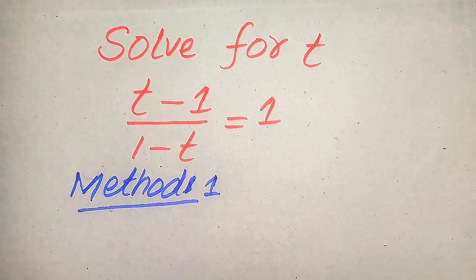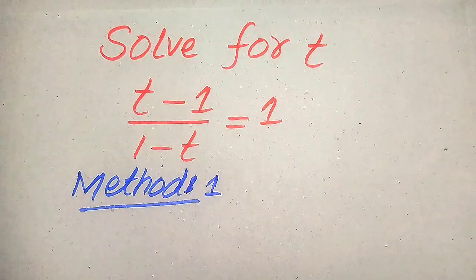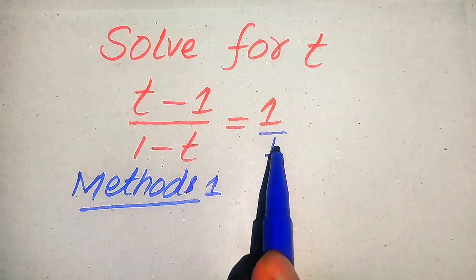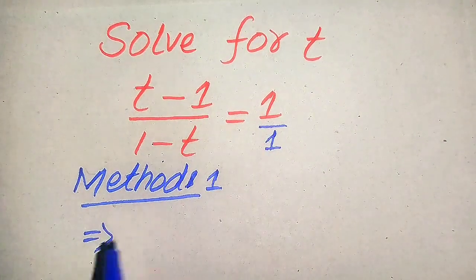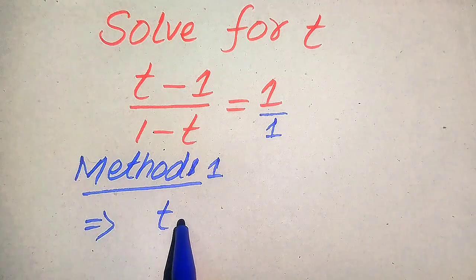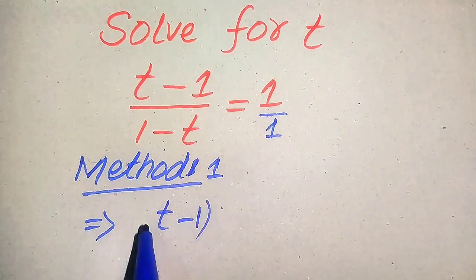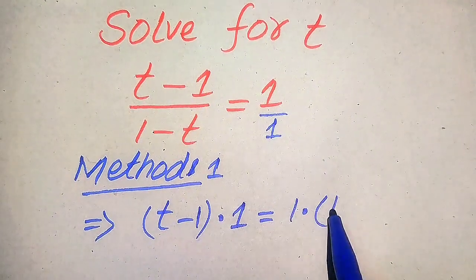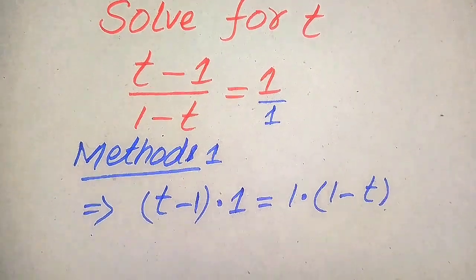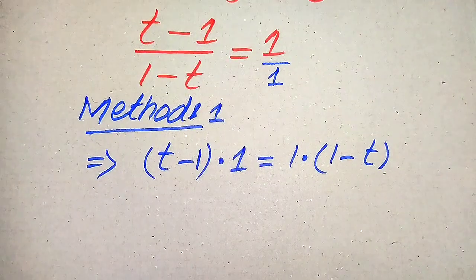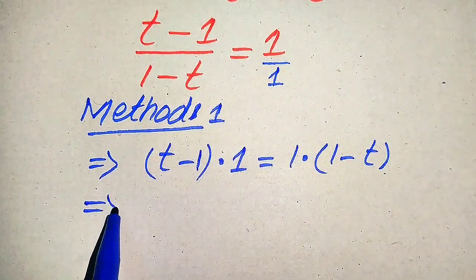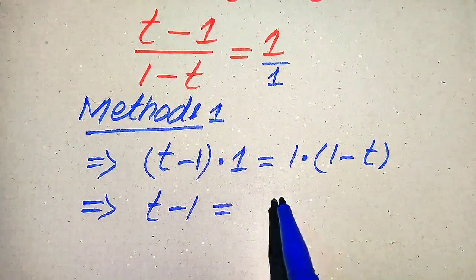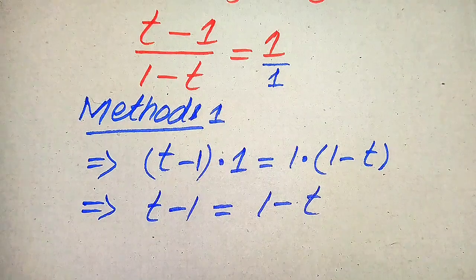Now the very first thing we are going to do: we see here the exponent of this term is 1, so we will just cross multiply the terms and it will be written as (t minus 1) multiplied by 1 is equal to 1 multiplied by (1 minus t). Now in the next step, 1 times (t minus 1) becomes t minus 1 is equal to 1 times (1 minus t), which is 1 minus t.